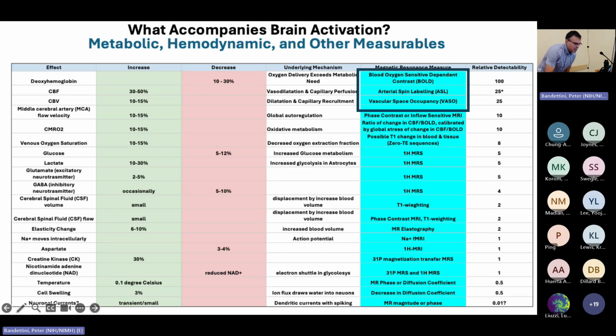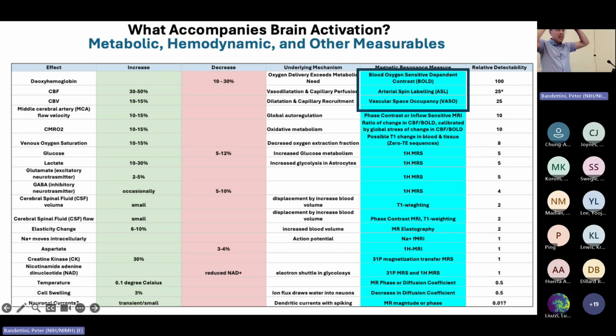But then beyond that, you have temperature. So the brain actually gets a little bit hotter, or the temperature increases a little bit during activation. And some people have been able to measure this either using diffusion imaging, so the diffusion coefficient changes slightly with temperature, but also phase contrast imaging, very sensitive changes in the resonant frequency of water with temperature. So that's another technique. It's extremely insensitive, but it's something that's there.